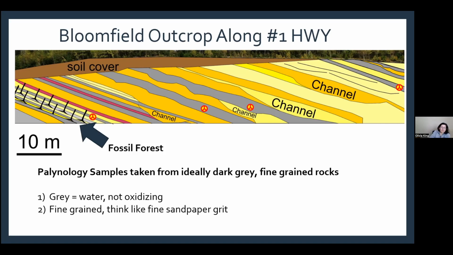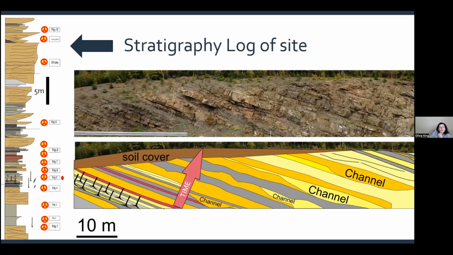So palynology samples are ideally taken from these dark gray areas, and then they're logged in a sedimentary log. We take these layers of rock and put them in a bar graph to show us where we are in context. Also, to understand where we are in time, like we discussed earlier, layers of rock are deposited one on top of each other. So as you can see with a time arrow, as you go up in time, the layers of rock change, and we take these palynology samples in that context.